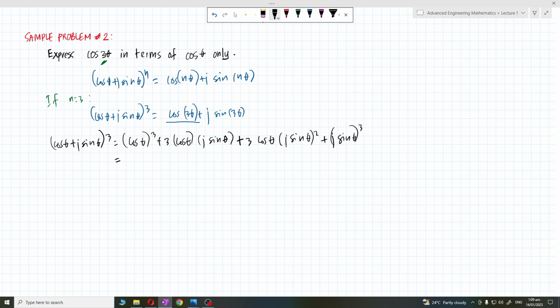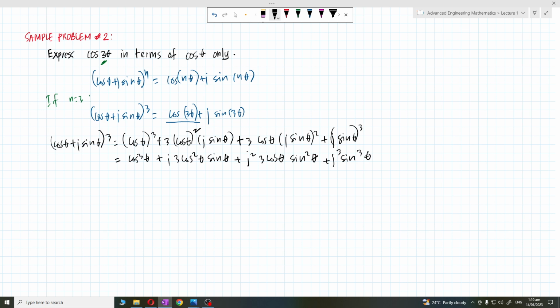Simplify. This is cosine cube theta plus 3 cosine squared theta times j sine theta. So obviously this is j 3 cosine squared theta sine theta. Here now we have j sine theta squared, so write first j squared, 3 cos theta, then sine squared theta, plus j sine cube theta, j cube sine cube theta.